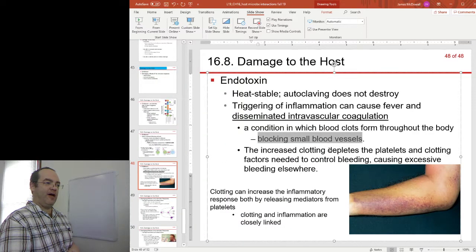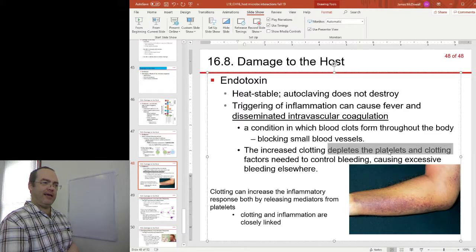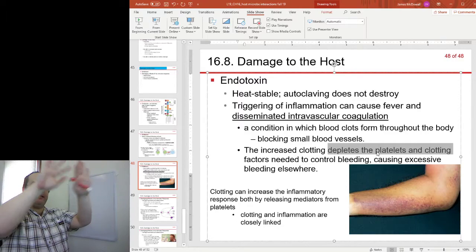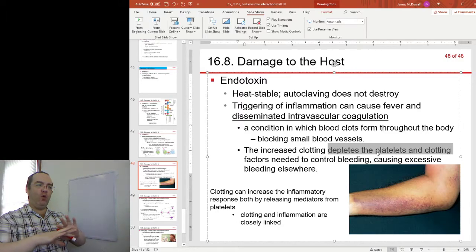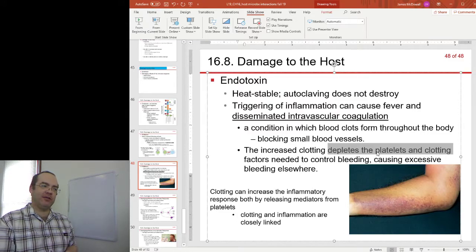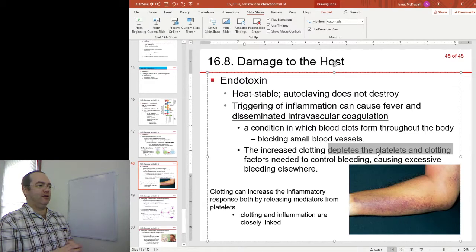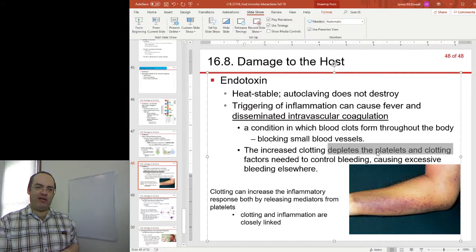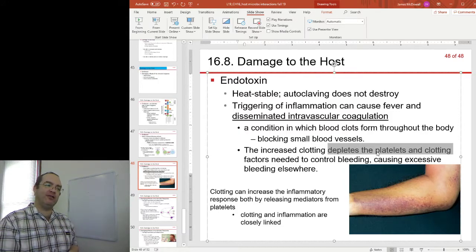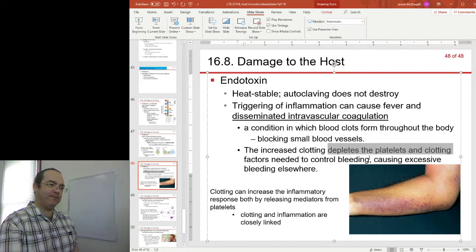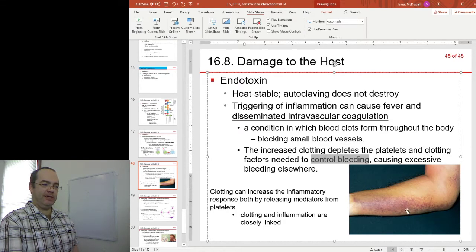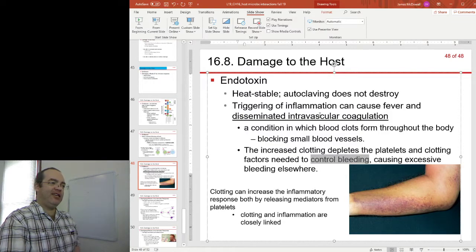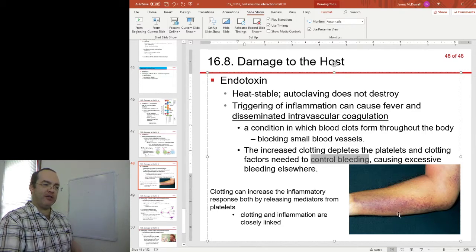Another kind of ironic effect is that since all of these little clots are forming all throughout the body, you only have a certain supply of clotting agents, and if all those clotting agents are scattered throughout the body, then you have no more clotting agents to actually control bleeding. So this is someone who was suffering from disseminated intravascular coagulation. They bumped their arm.